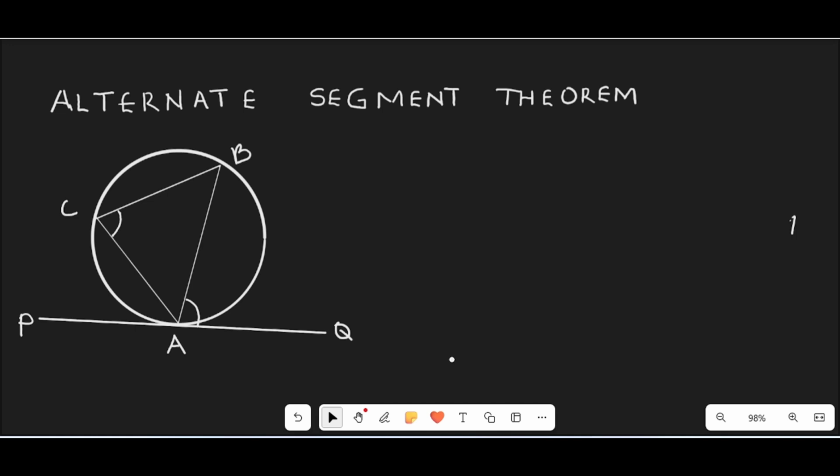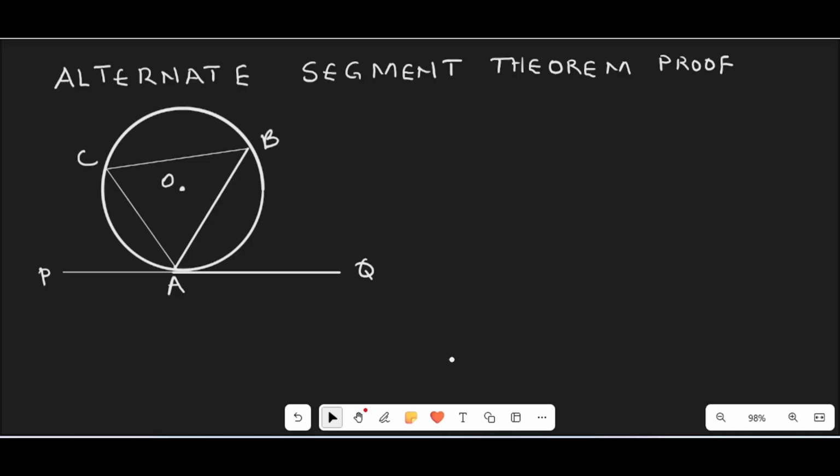The alternate segment is simply the part of the circle opposite that tangent chord angle. This is our tangent chord angle and our alternate segment is this point, and the angle at the alternate segment is this angle. So let us prove the theorem.